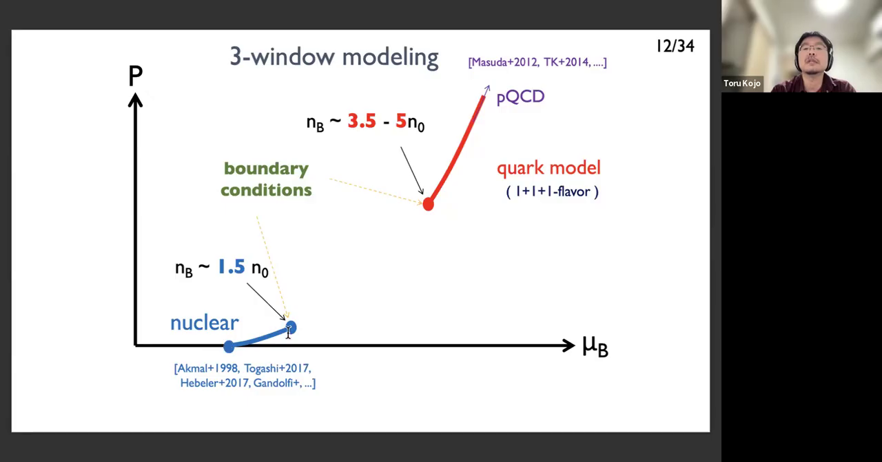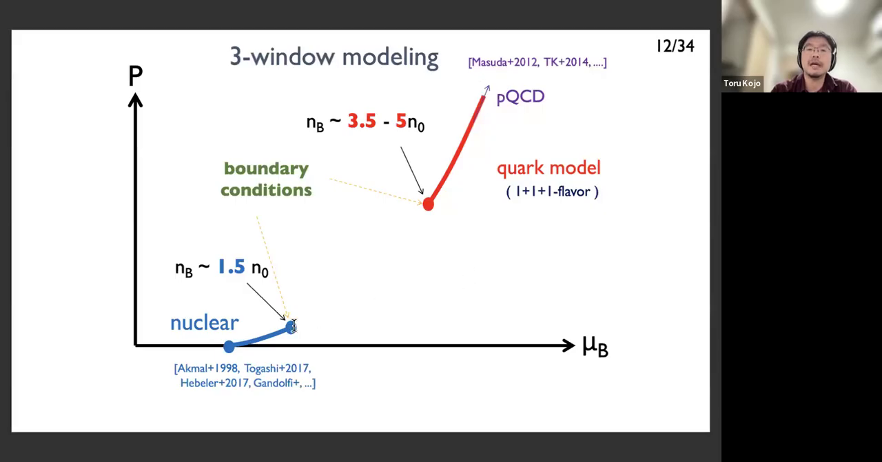And we should stop using, for example, chiral EFT up to this point. Meanwhile, at high density, we expect some quark matter. But the quark matter picture is valid only beyond some density, let's say around 4 to 5 times saturation density. Therefore, we use the quark model only beyond such density.